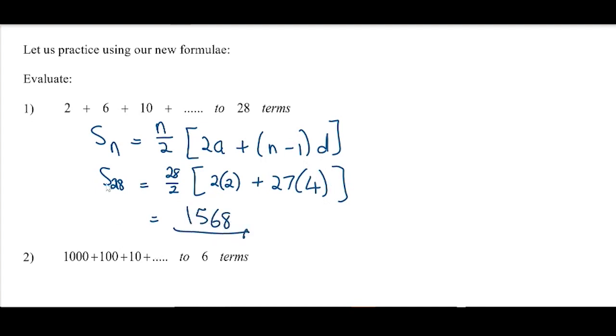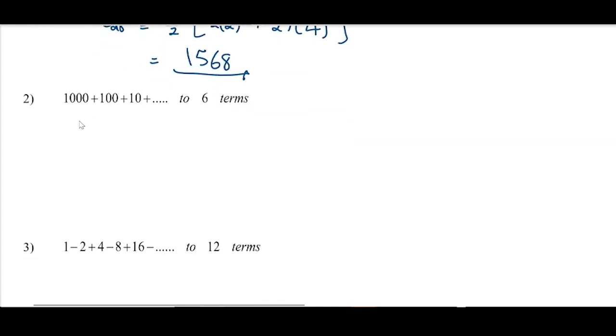Okay. Right, let's look at another one. This one is not arithmetic. This one is, in fact, geometric. Remember, R is found by dividing any term by the term before it. When we divide 100 by 1,000, we get 1/10. When we divide 10 by 100, we get 1/10. This one has a common ratio, not a common difference. This is a geometric series.